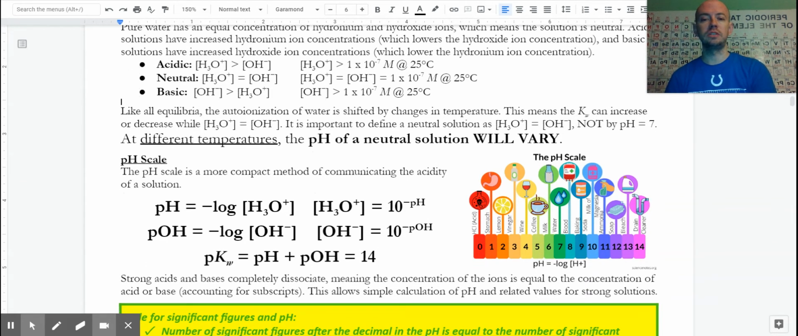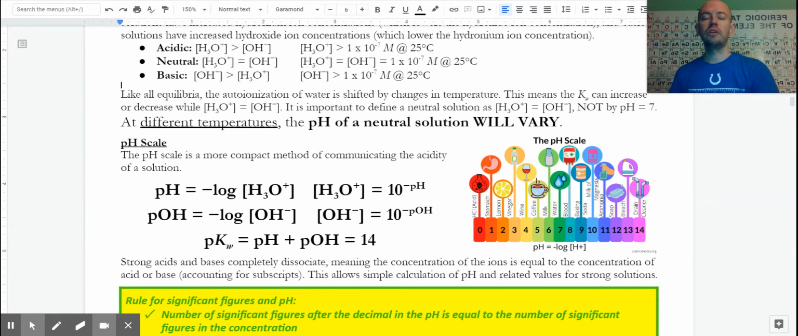You plug in your value, you do the negative log of it, and to undo a log, you do an exponent, remembering that it becomes negative. We can also talk in terms of pOH and OH minus. We can also do the log of all of these things. Right here, this is kind of the log version of the equation up above, that the negative log of my hydronium and the negative log of my hydroxide is equal to the negative log of 1 times 10 to the negative 14.